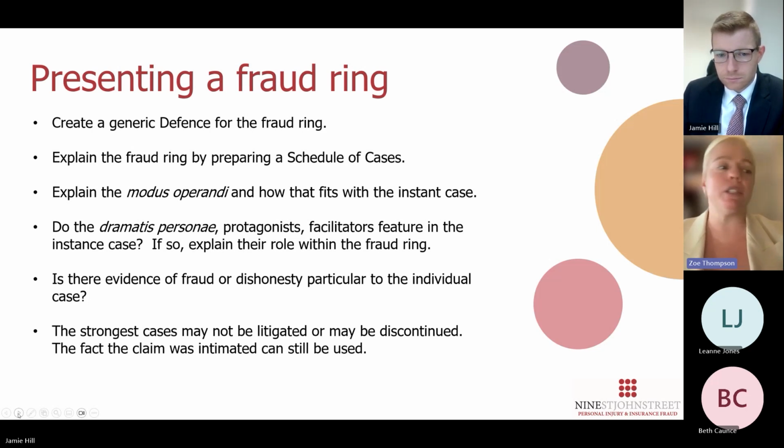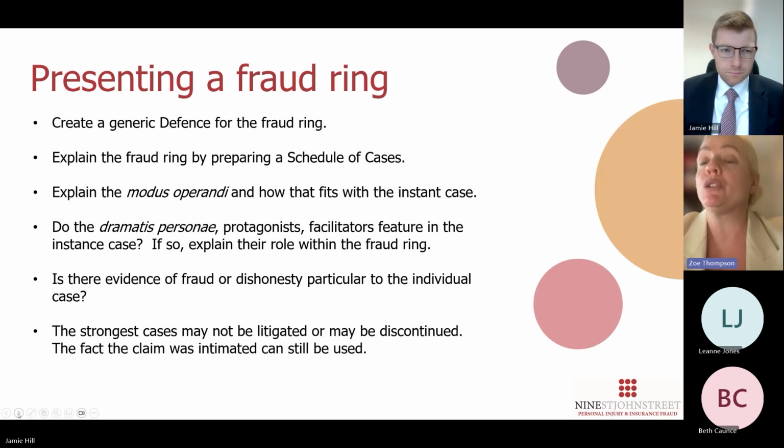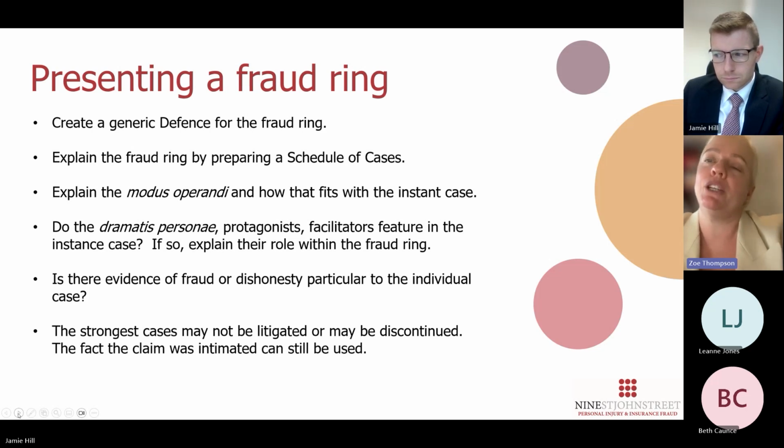One particular point to pick up on here, which I'll come back to in the next slide, is that what you often find with fraud rings is that the best cases you have are not the ones that the claimants are presenting. So they're the cases which either get discontinued or never litigate in the first place. And what is unique about fraud ring litigation is the fact that you can still use those what I call dead cases to present your fraud ring before the court.